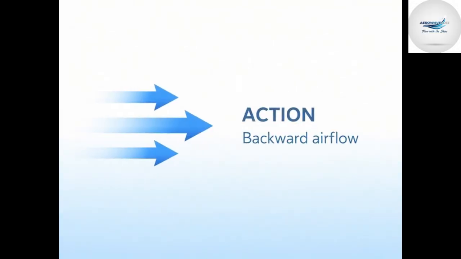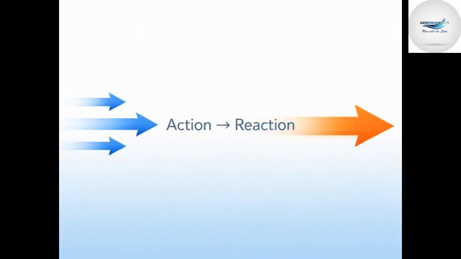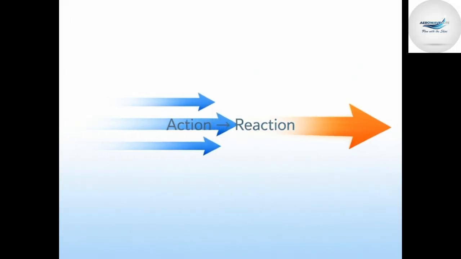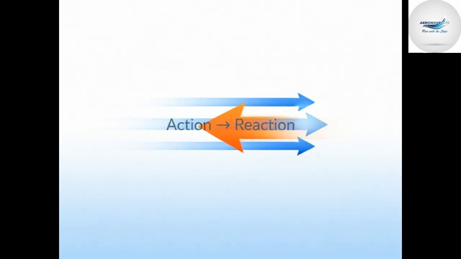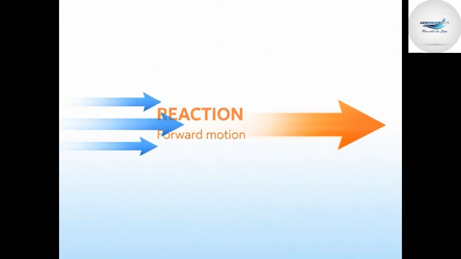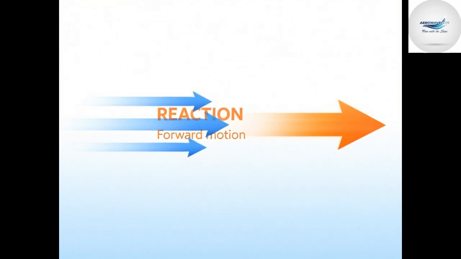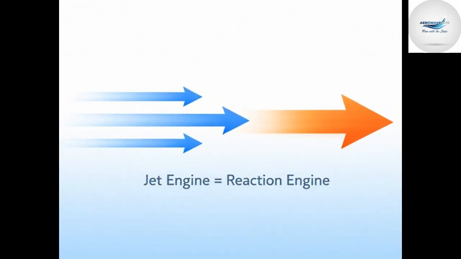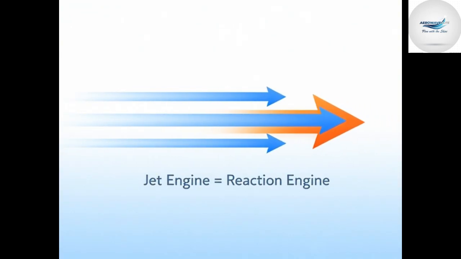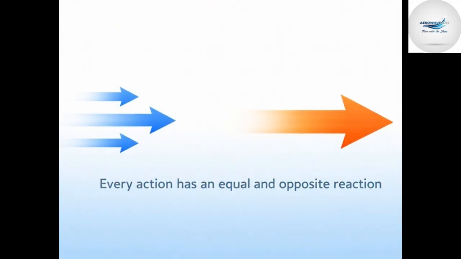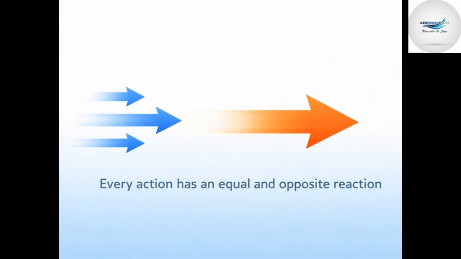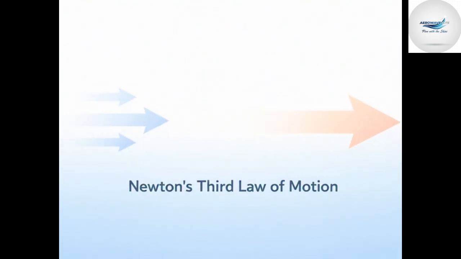When the engine pushes air backward, that airflow is the action force. This backward push of air creates the reaction force. This reaction force creates the forward motion, or thrust, that moves the aircraft ahead. A jet engine is called a reaction engine because its forward thrust comes from the reaction to high-speed gases expelled backward. And that's it: every action has an equal and opposite reaction. Jet engines work on Newton's third law of motion.